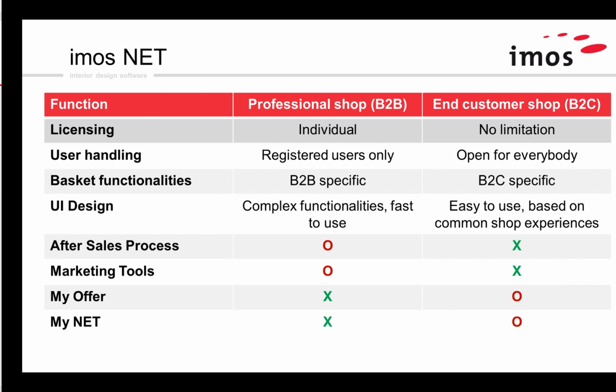There are some huge differences in the UI of the two systems. The B2B has very complex functionalities, especially in the basket, and the system is built to be used fast. Which means if you want to make huge orders with a lot of articles, you can do it very fast with the very special functions we implemented. I will show it to you in the next steps.